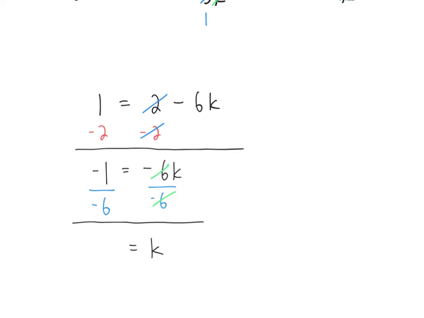Anytime you have two negatives somewhere in a fraction, those will cancel out to be a positive. So k is 1/6.